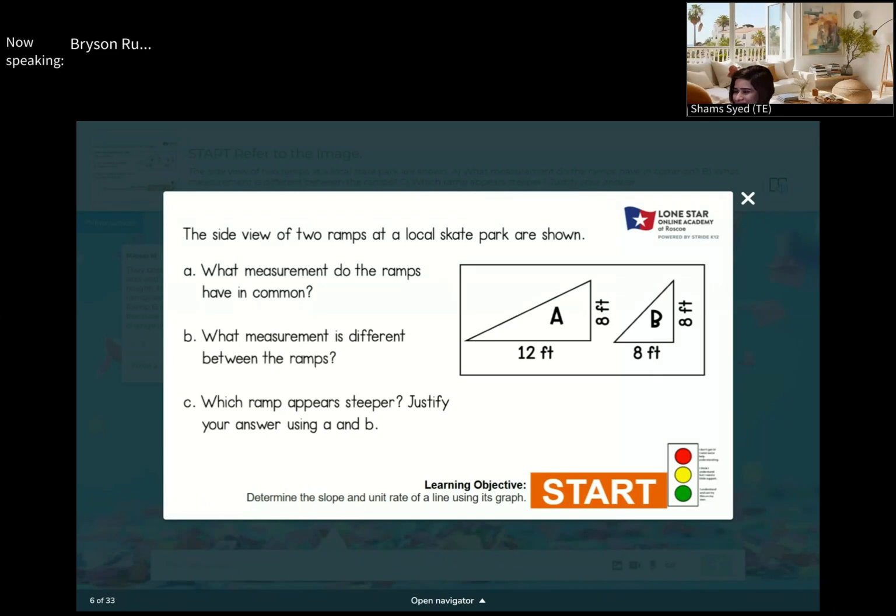Can you hear me? Yes. Both the back measurements are the same, but for A, the 12 on the bottom is longer, so it doesn't look as steep as B does. Beautifully answered, Bryson. Beautifully answered. Is anybody still confused about the problem?